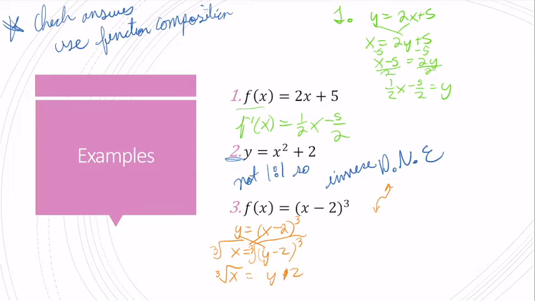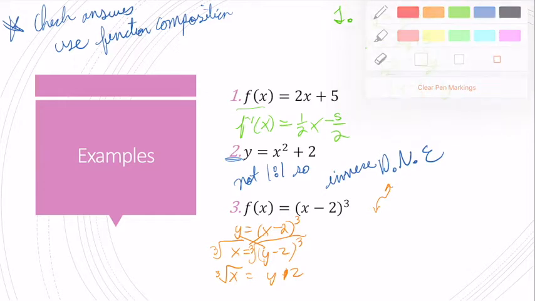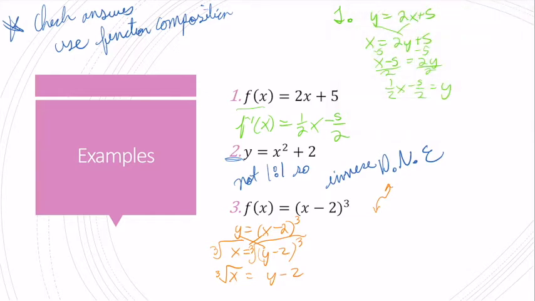I don't know why that became a positive. That's a negative. Y minus 2. I'm going to add 2 to both sides. So I get the cube root of x plus 2 equals y. So for this function, its inverse is going to be the cube root of x plus 2.